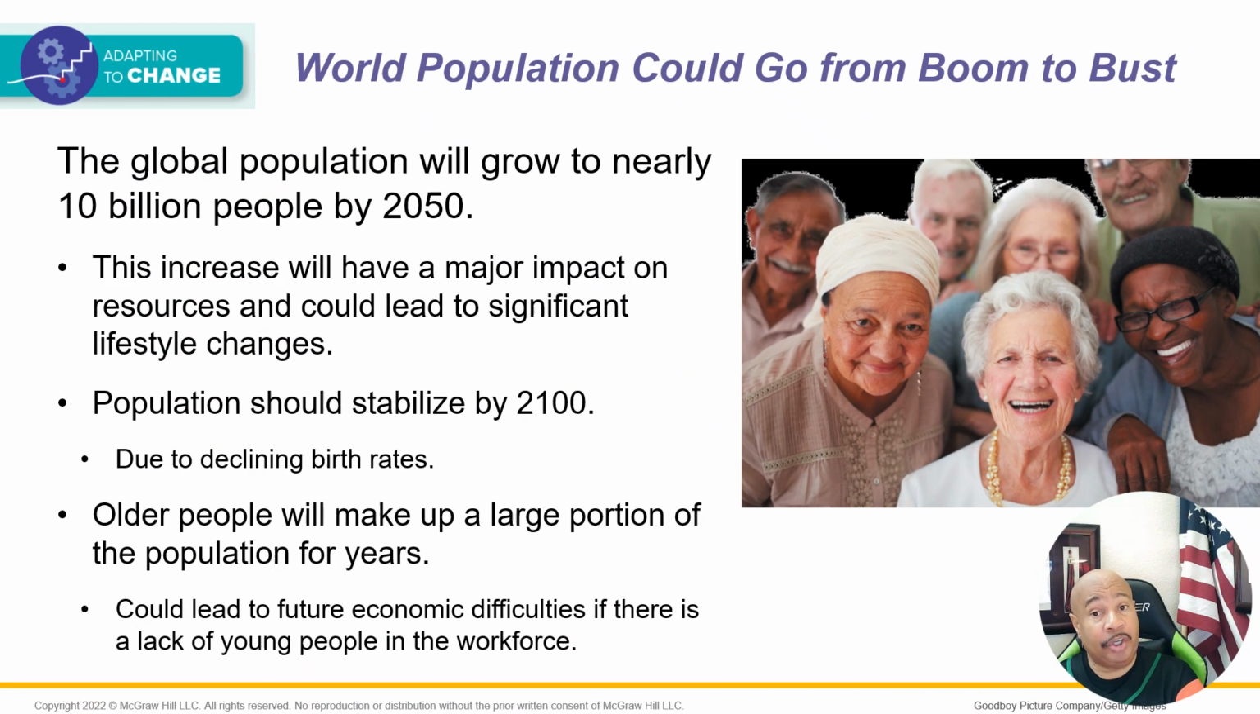World population could grow from boom to bust, which means booming is great. Bust means you have too many people. The global population will grow to nearly 10 billion people by 2050. This increase will be a major impact on resources and could lead to significant lifestyle changes.